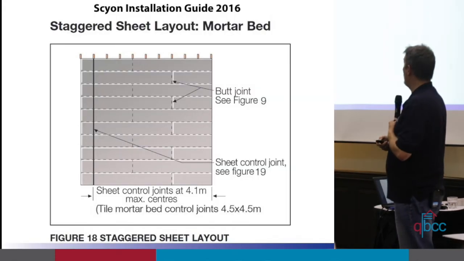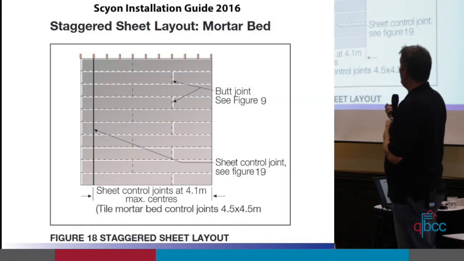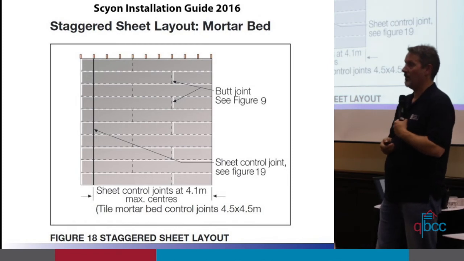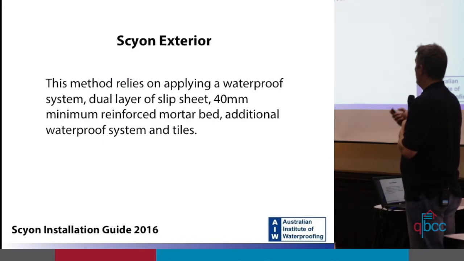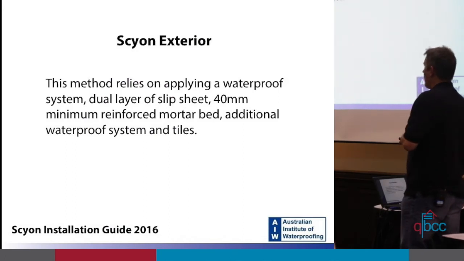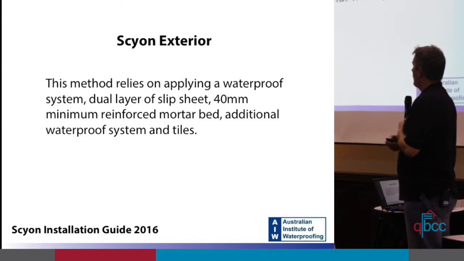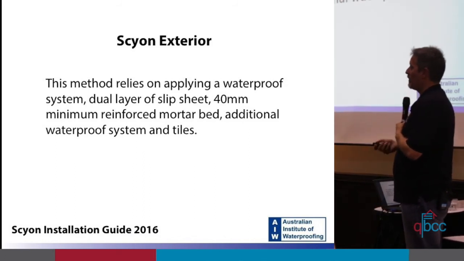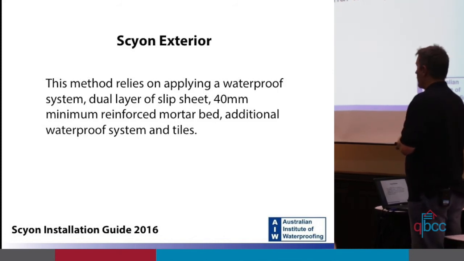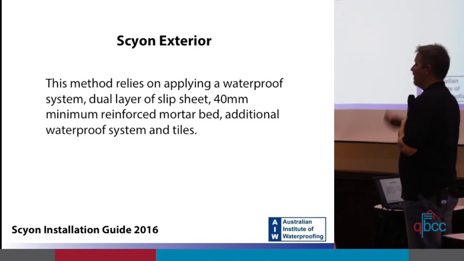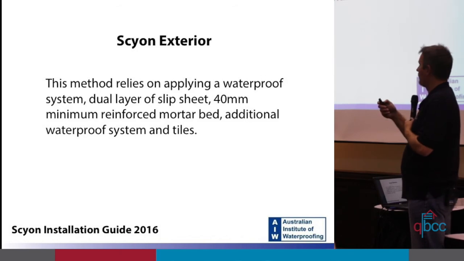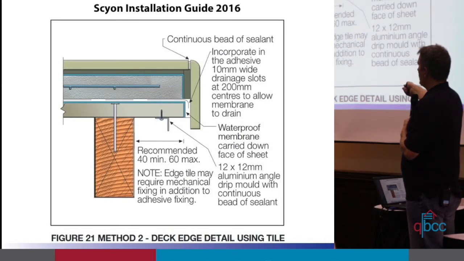Right? So out of the James Hardie manual, what they say is if you have staggered sheets, you must put a mortar bed on the deck, on the product. And what they want you to do is this method relies on applying a waterproof system, a dual layer slip sheet. So here we are again with a dual layer slip sheet and a minimum 40mm reinforced mortar bed, then an additional membrane system and then tiles. Okay, so if sheets are staggered, you need to do membrane, double layer slip sheet, reinforced screed, another membrane, then the tiles.